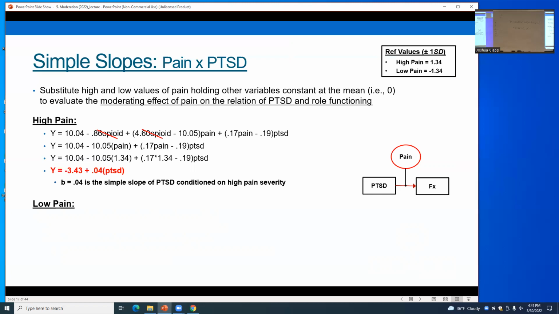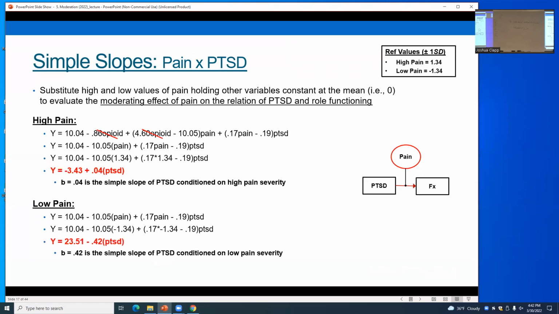If we go through and want to look at low pain, you're going to start with the same equation here, except we're going to start from right here. We're going to cancel out the same thing, and we're just plugging zeros into stuff, right? Plugging 0 into here, so we get back to this. Now we're going to put in low levels of pain, negative 1.34. So to work that in, what we end up with is our conditional effect of PTSD on role functioning at low levels of pain.